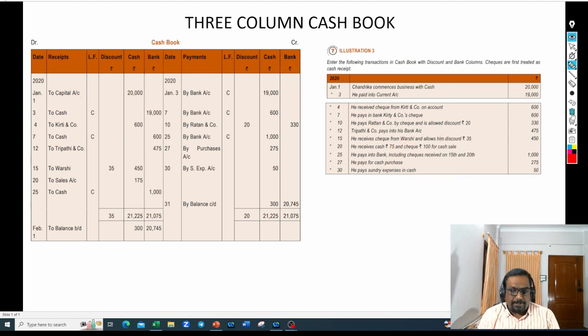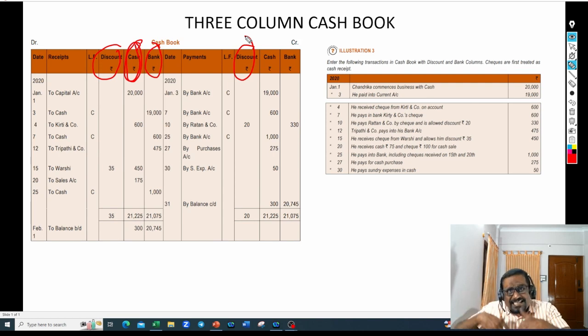Once again, I'll explain. Debit side: whatever discounts allowed will be recorded in the discount column, debit side. Whatever receipts in cash are supposed to be recorded in the debit side of the cash column. Whatever receipts to my bank account will be recorded in the bank column. Clear?